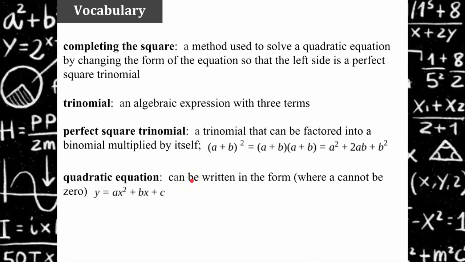A quadratic equation, just to review, is an equation that can be written in the form y equals ax squared plus bx plus c, where a cannot have a value of 0. If a were 0, then this term would be eliminated, and you would be left with a linear equation because you would not have an x squared term.